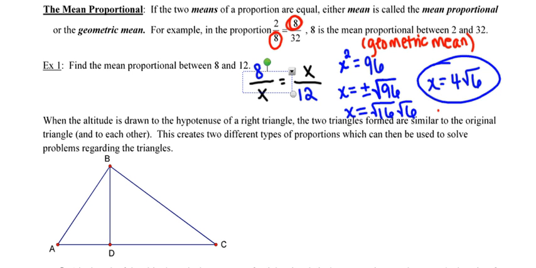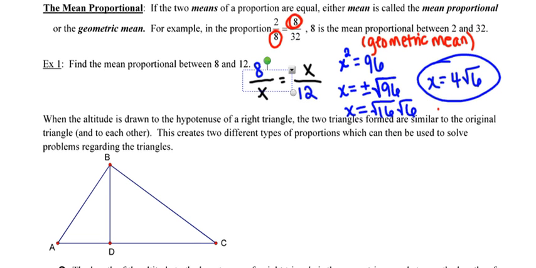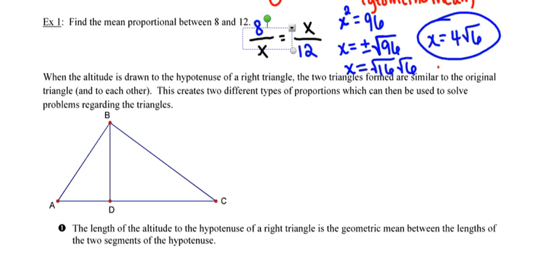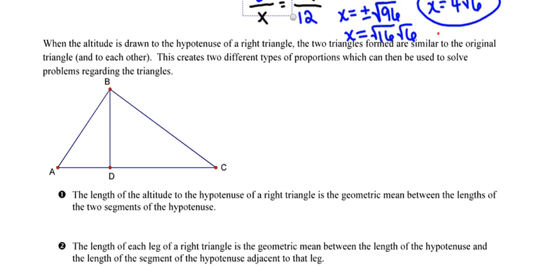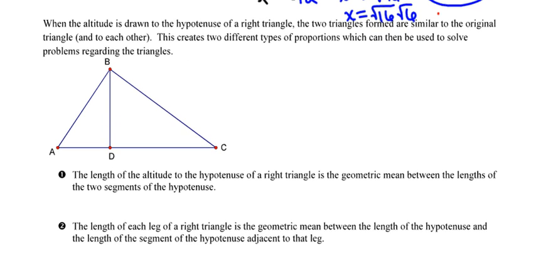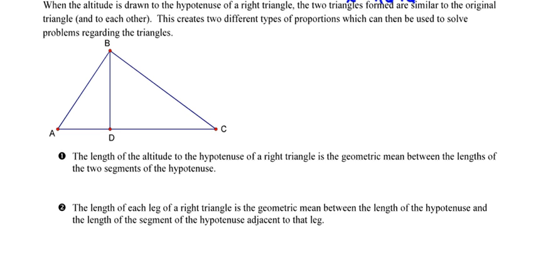Now you might be saying to yourself, what does this have to do with geometry? Well, that's where we're going to go with this next. When you draw the altitude to the hypotenuse in a right triangle, some really, really cool things happen, in that we end up with two triangles that are similar to both the original triangle and to each other. And this allows us to create some different types of proportions that we can use to then solve some problems regarding the triangles. So that's what makes this so neat.